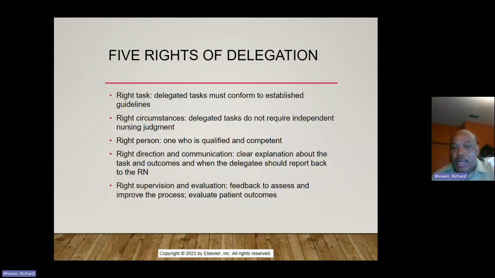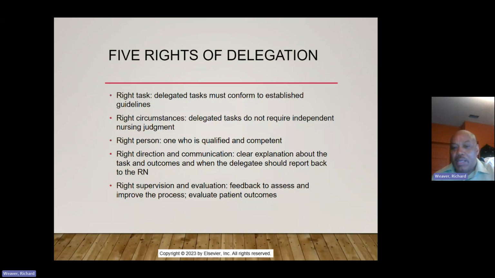The fifth one is the right supervision and evaluation. The RN delegator is responsible for following up with the delegatee when the activity is completed and evaluating the patient outcomes. So you just cannot delegate and walk away from the situation altogether. You have to go back, assess, and reassess to make sure that the patient is doing well.